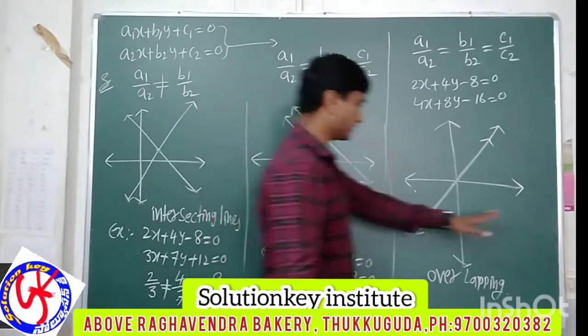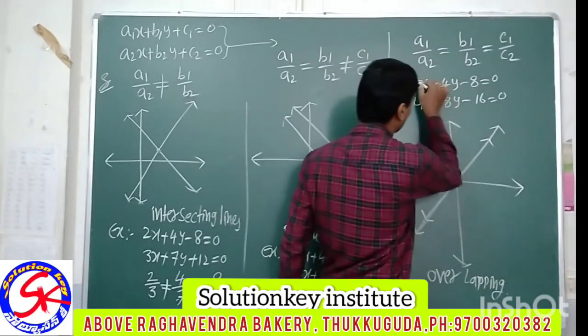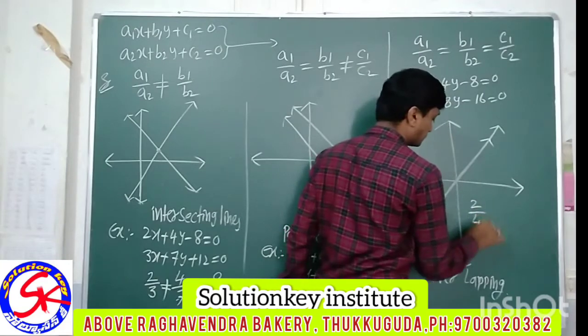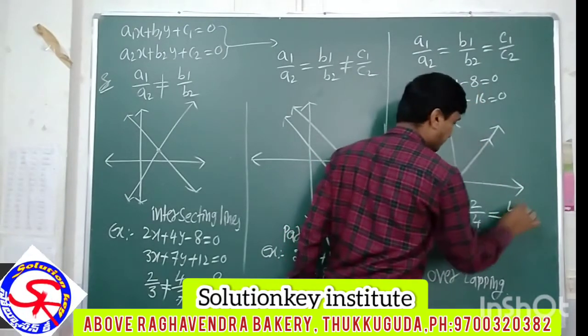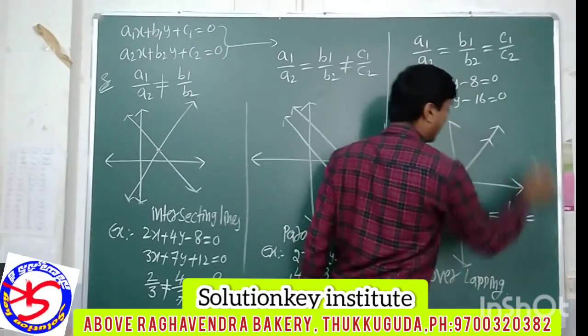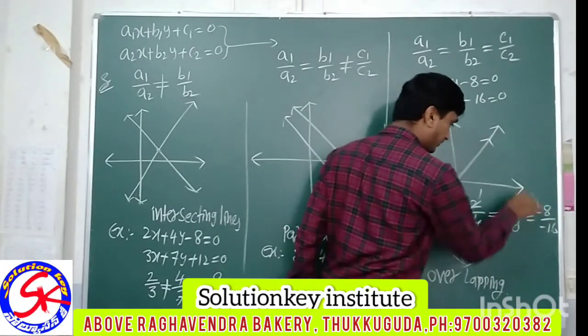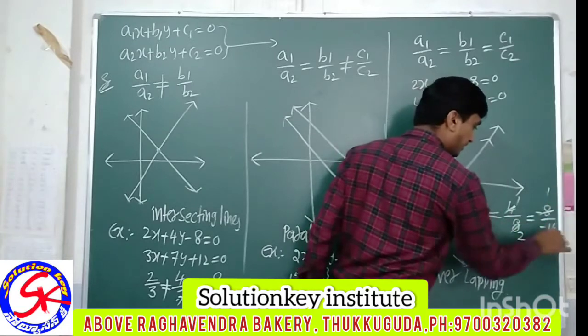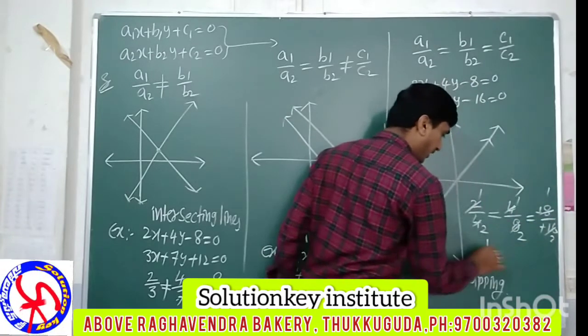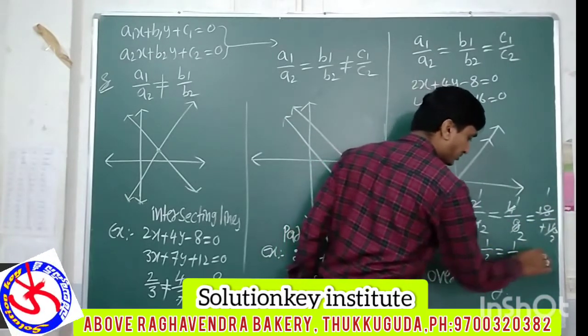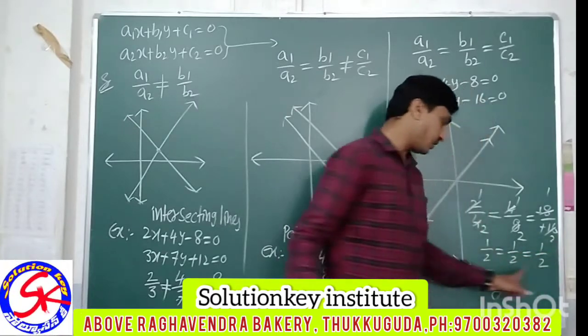Then I am writing here. Don't confuse it. 2 by 4 is equal to 4 by 8 is equal to minus 8 by minus 16. See this: 2 1s are 2, 2 2s are 4, 1 4 is 4, 2 4s are 8, 1 8 is 8, 2 8s are minus, minus cancel. So all are 1 by 2 is equal to 1 by 2 is equal to 1 by 2. See this, all are equal.